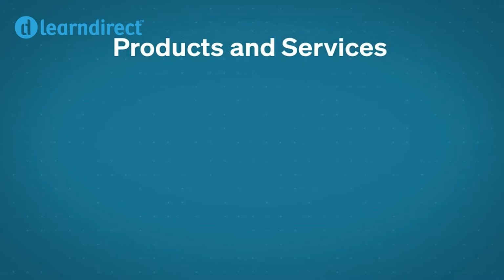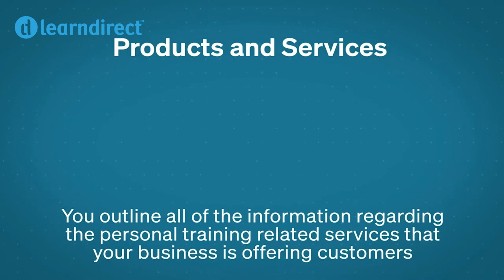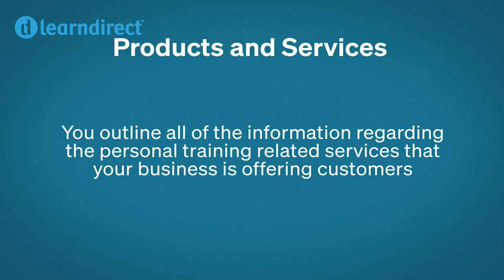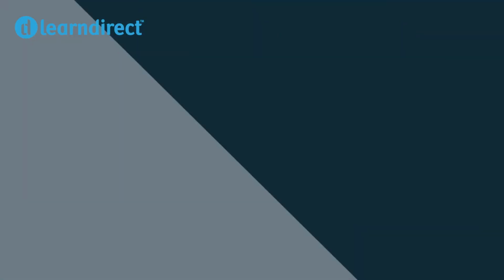Products and services. In this section of the business plan, you outline all of the information regarding the personal training related services that your business is offering customers. For example, Core Collective's main deliverable is group exercise classes. Everything else is an add-on, including PT, which is only offered when classes aren't taking place within the studios. We then had add-ons such as the cafe and the use of the space for events. Know clearly what your offering is.